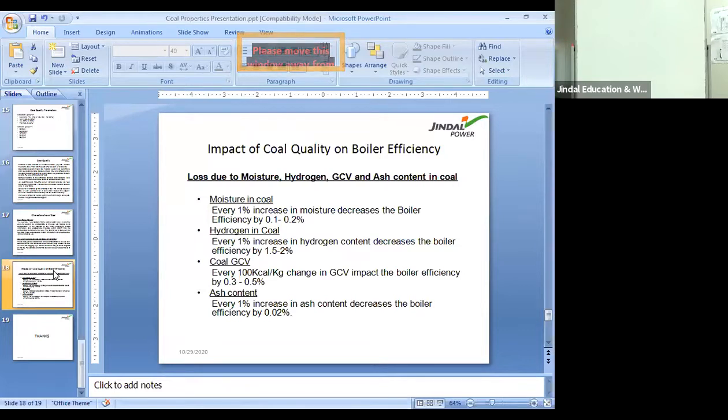And in case of volatile material, it is mainly present inside the coal, as it acts as a catalyst for ignition purposes. And carbon is the fuel which is burnt to liberate the heat. And volatile material helps to make the carbon ignite.